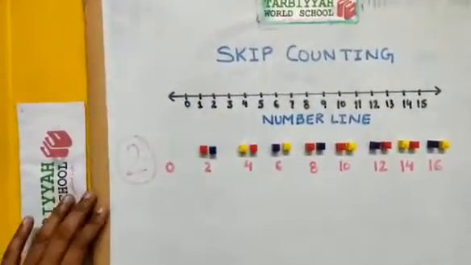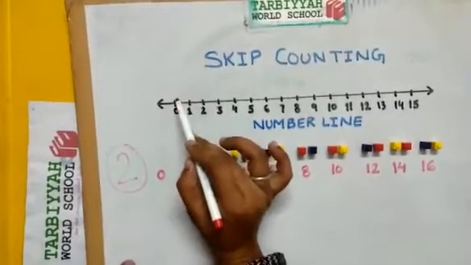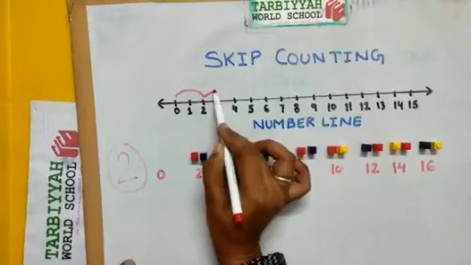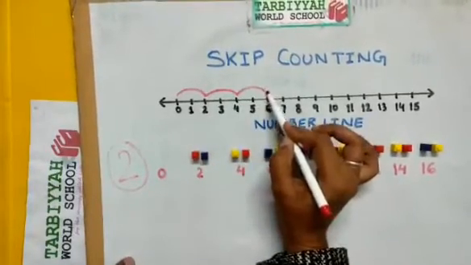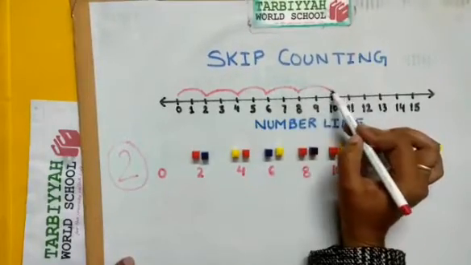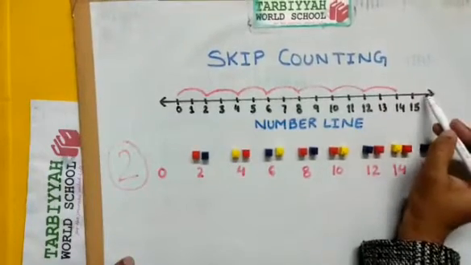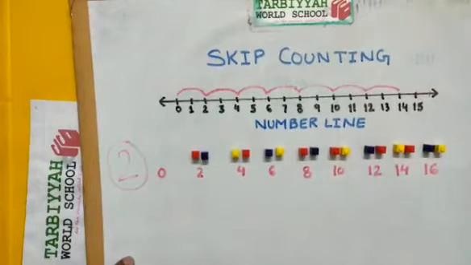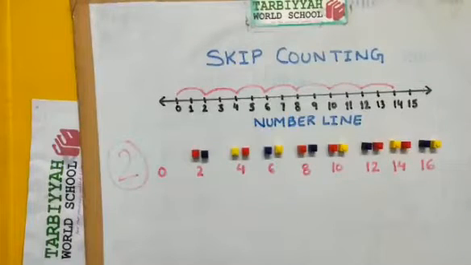Now let's see how we do skip counting on the number line. We start from 0, 2 and next 4 and next 6 and next 8 and next 10 and next 12 and next 14, and if the number 16 is given here, that will be our answer for skip counting of 2. So students, this is the skip counting of 2.